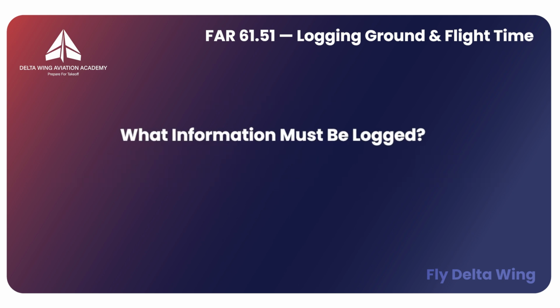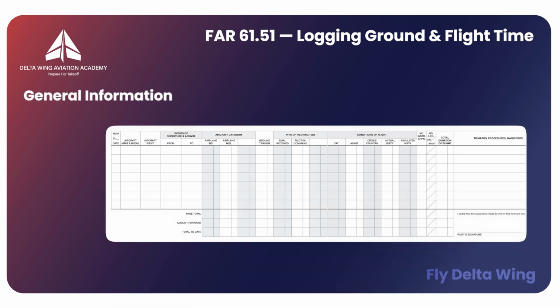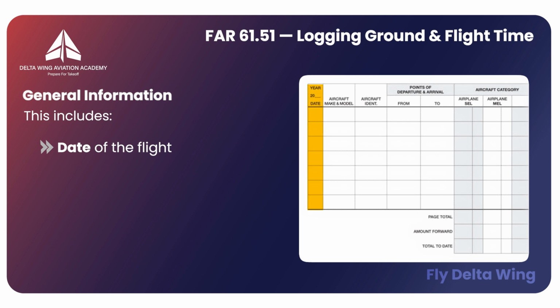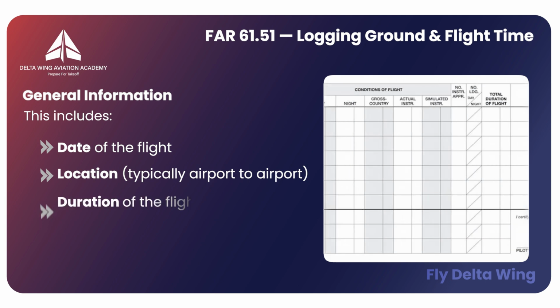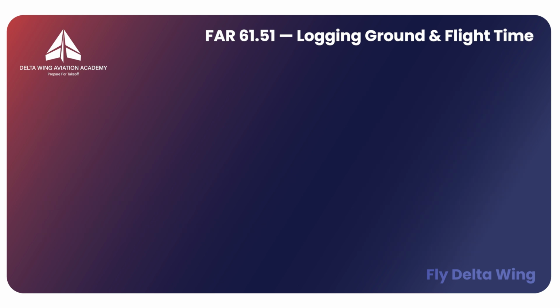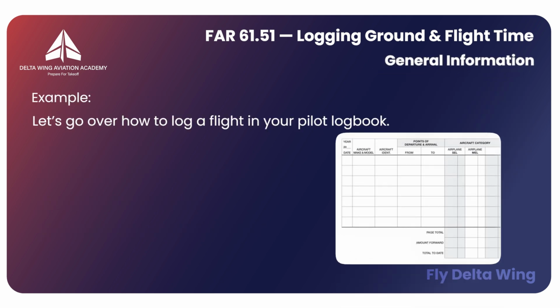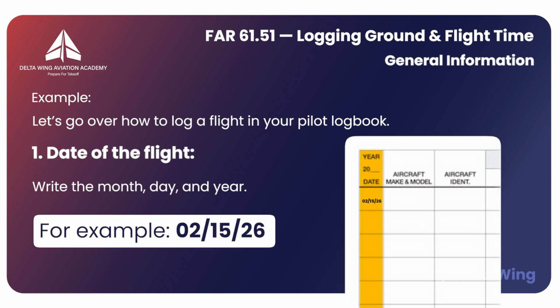What information must be logged? FAR 61.51 breaks logbook entries into three main parts. General information. This includes date of the flight, location, typically airport to airport, duration of the flight, aircraft type, and identification. Let's go over how to log a flight in your pilot logbook. 1. Date of the flight. Write the month, day, and year. For example, February the 15th, 26.